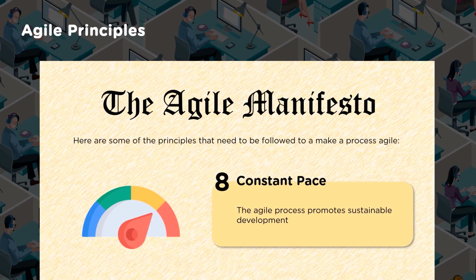So next is constant pace. The agile process promotes sustainable development. So it should not be, I did it and I sleep, I did it and then I'm waiting for something else. No. There should be frequent deliverables happening. There should be constant movement from left to right, from beginning to end, so that the expected deliverables keep happening and consumers or users are realizing the value of it. So it should be a constant pace, the velocity, the speed which needs to be adopted.